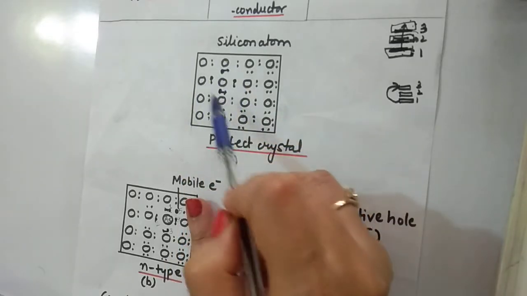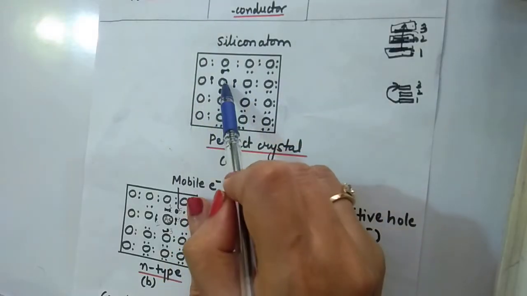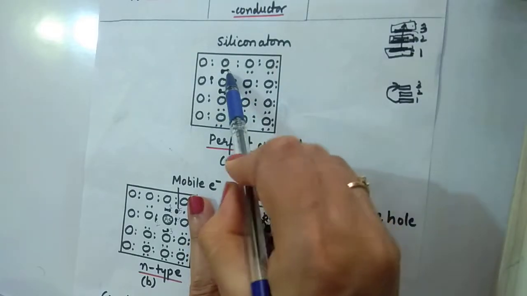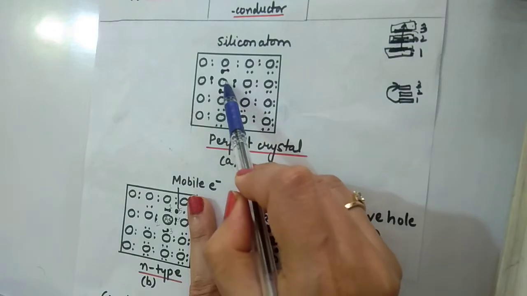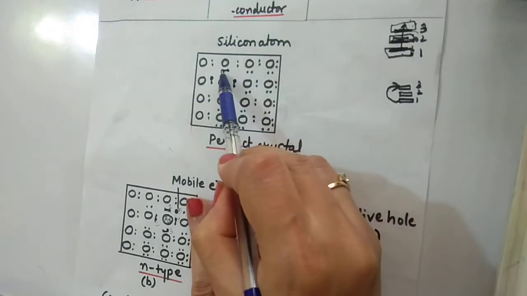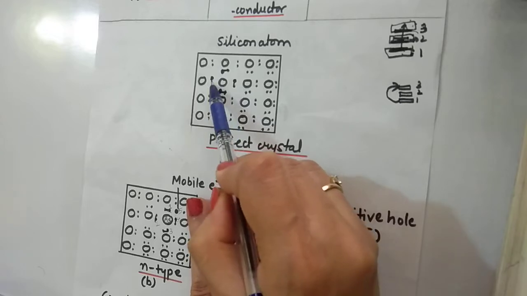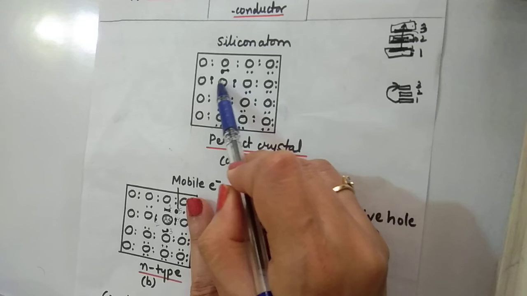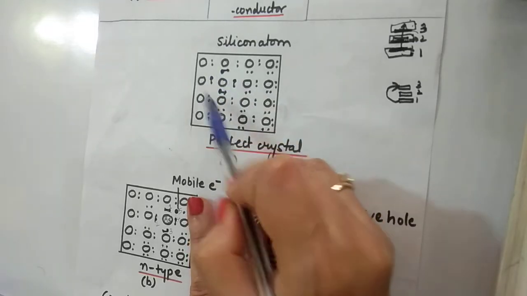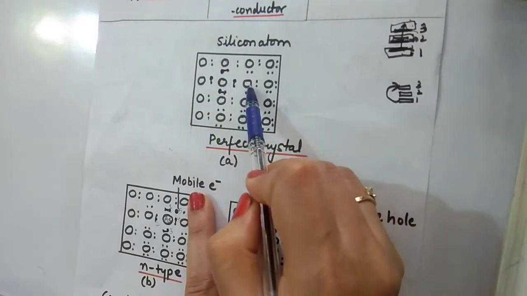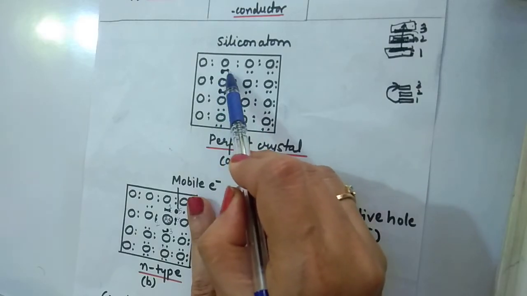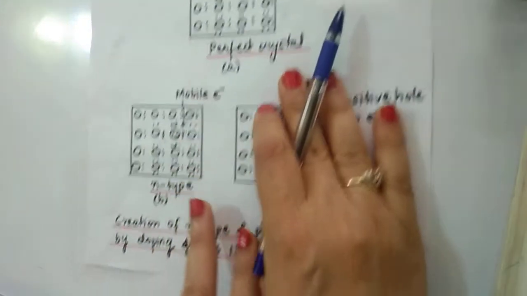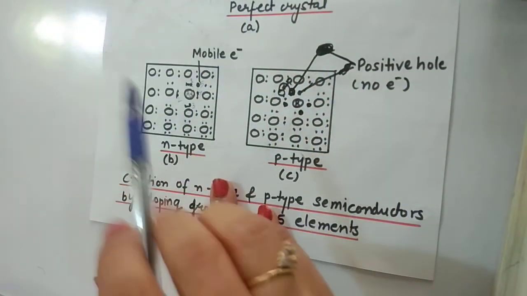Now 4 neighboring atoms are surrounding this silicon atom. Then each silicon atom is giving its electron to this central silicon atom. Now it will form 4 covalent bonds by the sharing of electrons: 4 electrons from this silicon atom and 4 electrons from the neighboring silicon atoms. So this will form 4 covalent bonds with the neighboring atoms, that is by sharing of electrons. It means they have 4 valence electrons.